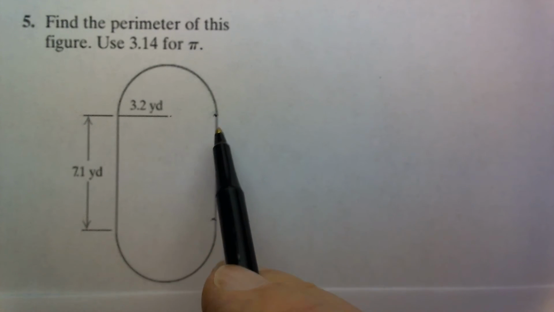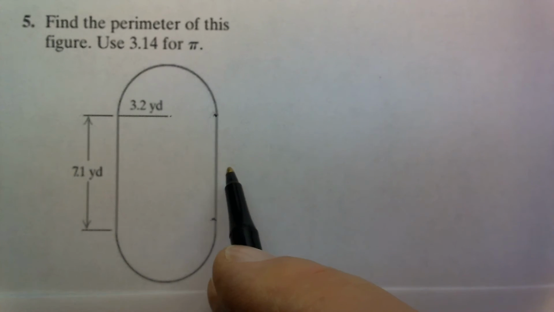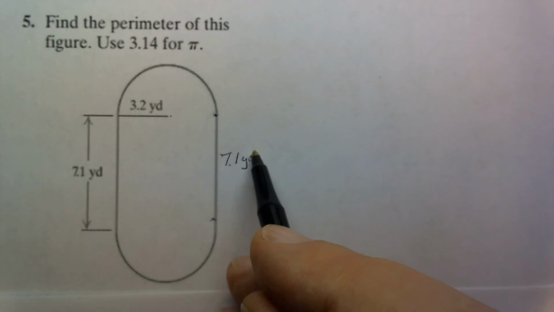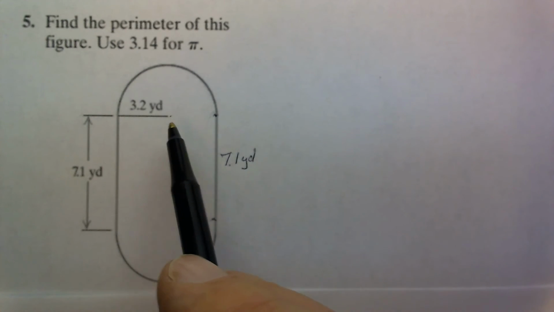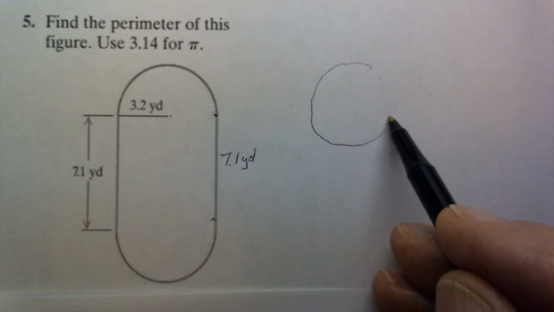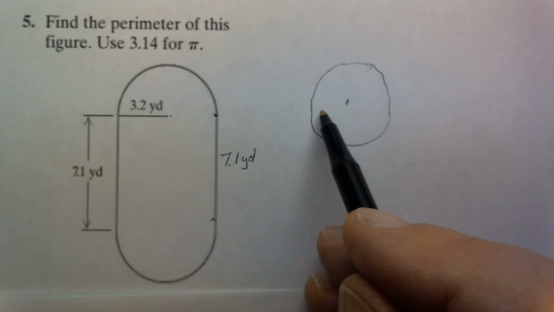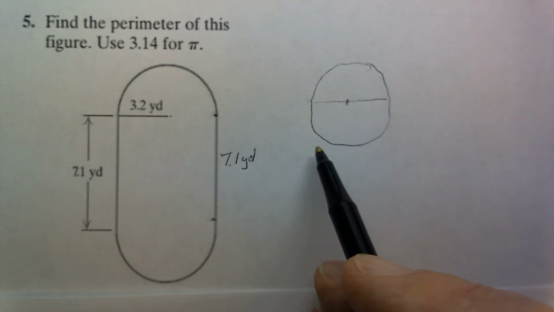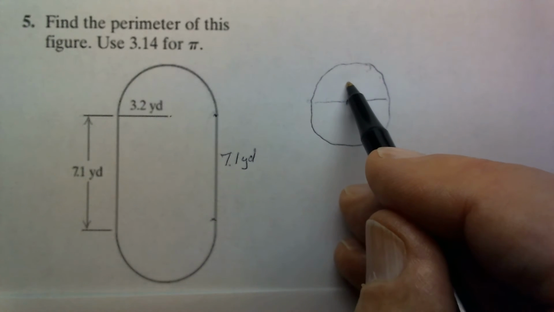They cover the half circle or semicircle's end. 7.1 yards here. So we have one complete circle with radius 3.2 yards. So let's sketch it in here. Again, it consists of the upper part here and the lower part here. And the radius is 3.2 yards.